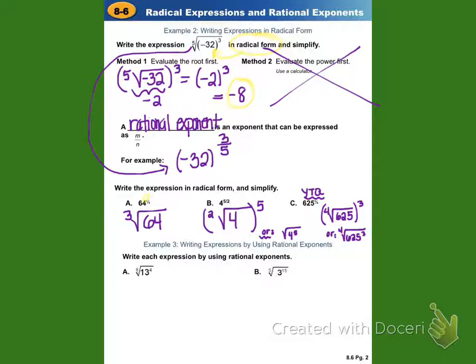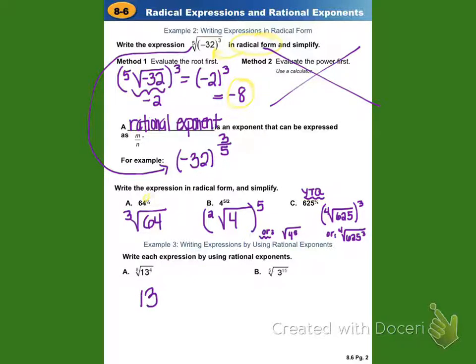Now in this next example, we're going to go the opposite direction. So this time we're going to write expressions using rational exponents, but they're written in radical form to begin with. So when we write in exponential form or rational exponent form, we have to figure out what the base is. Well, the base is the radicand when it's written in radical form. So my base is 13.